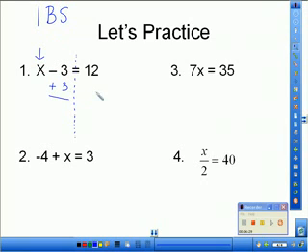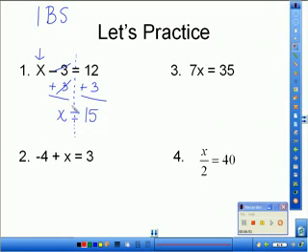Whatever you do to one side, you must do to the other. This is called balance. And then finally we solve. We can cancel our 3's, and 12 plus 3 equals 15. Your equals comes down, your x comes down, and x equals 15. Now remember, if you are smart, you're always going to go back and check your answer.